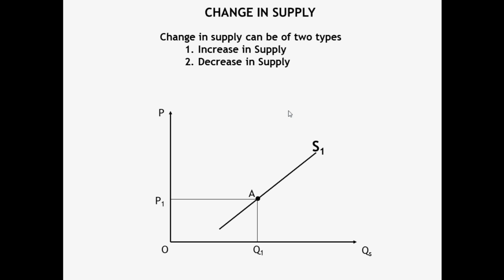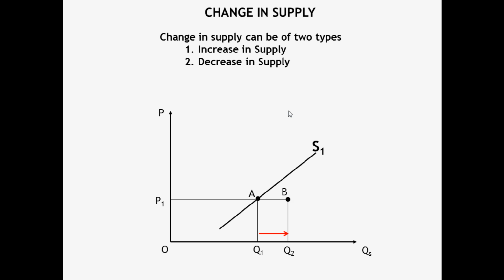Now, remaining the price fixed at P1, if the prices of inputs fall, it will reduce the cost of production of the producers, and producers will enjoy a greater profit margin, which will motivate them to produce more. Quantity supplied rises from Q1 to Q2 at the same price P1, shown by point B.